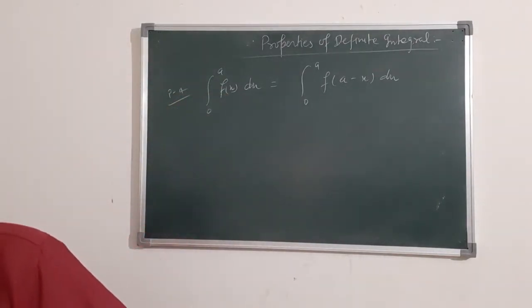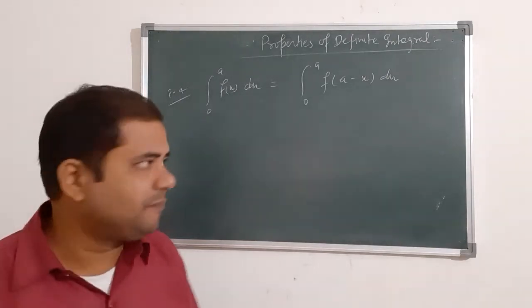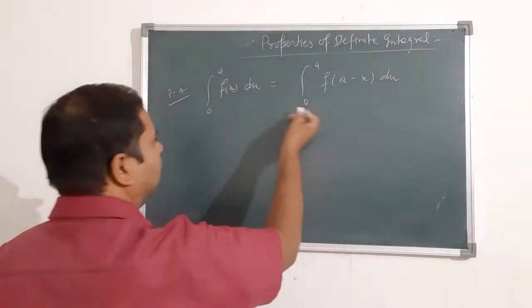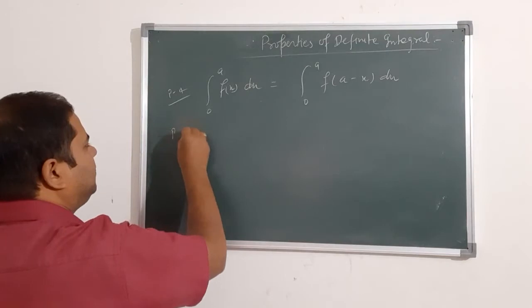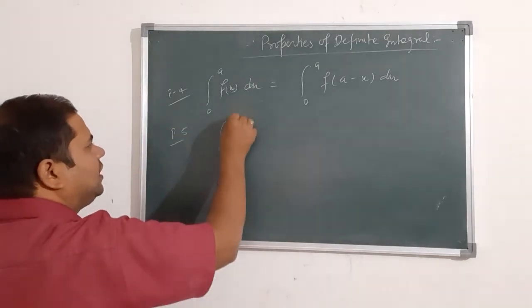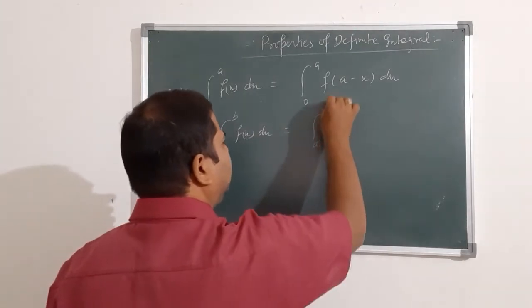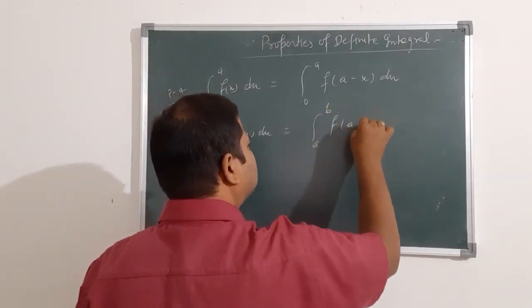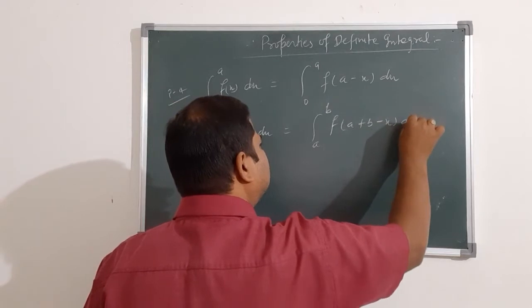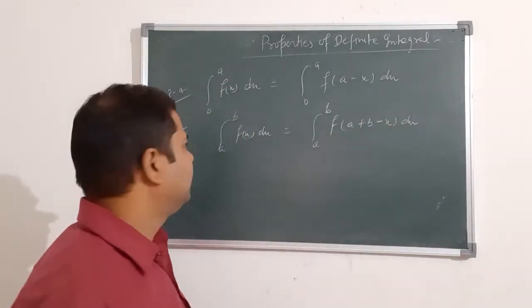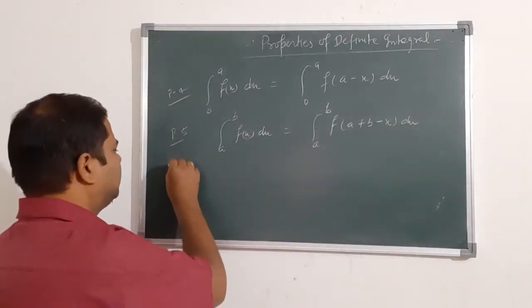Now property number 5, and before that we also have a property. Suppose that we find integral from a to b of f(x) dx. This is nothing but integral from a to b of f(a plus b minus x) dx. Okay.